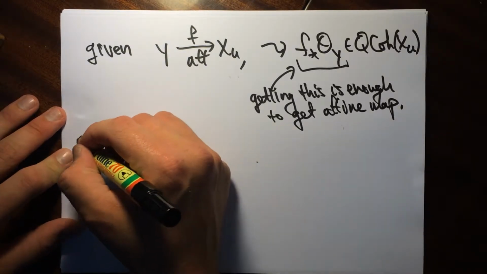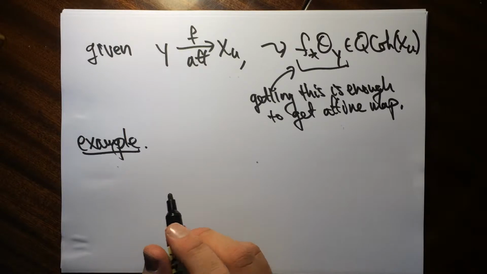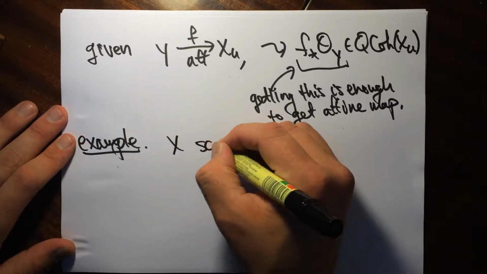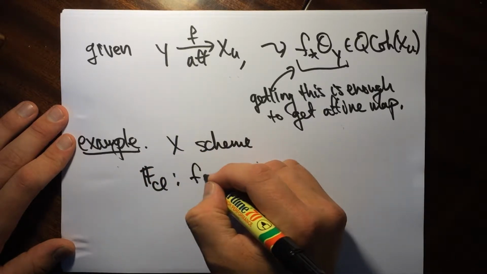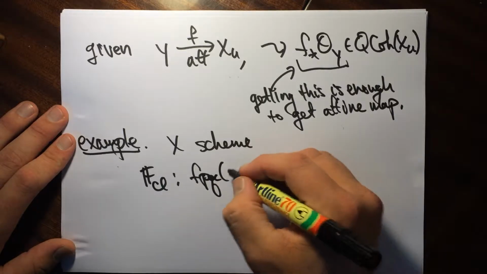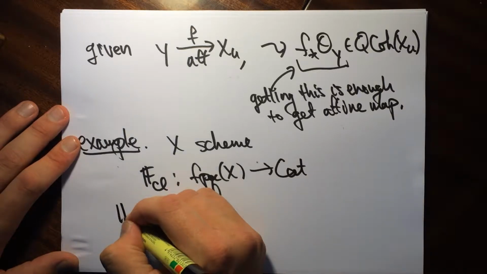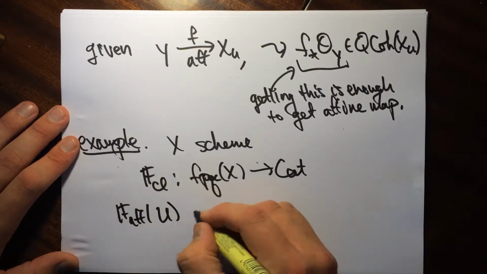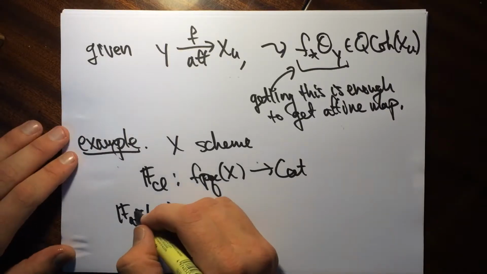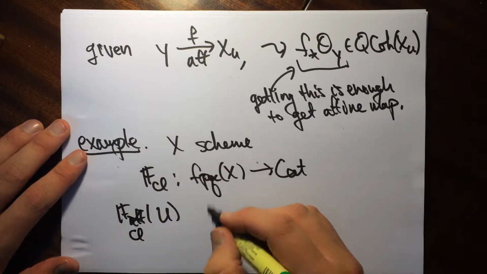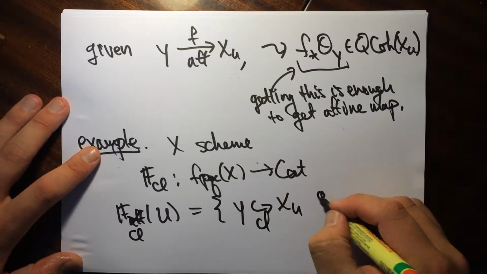Let me give another example. Another fibered category. So X is going to be a scheme again, and I'm going to define F closed from the FPQC. It's going to be this fibered category on the FPQC site. And what it's going to do is take covers, elements of covers, and it's going to take closed immersions.